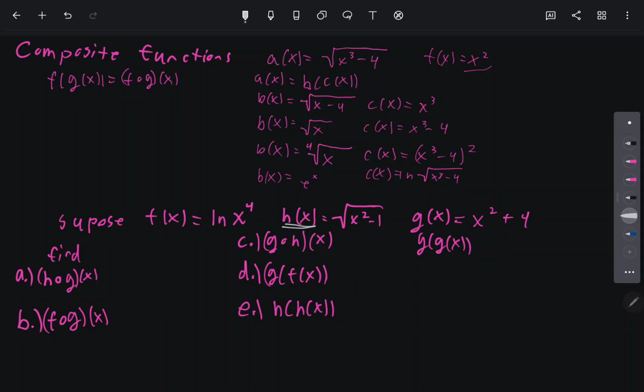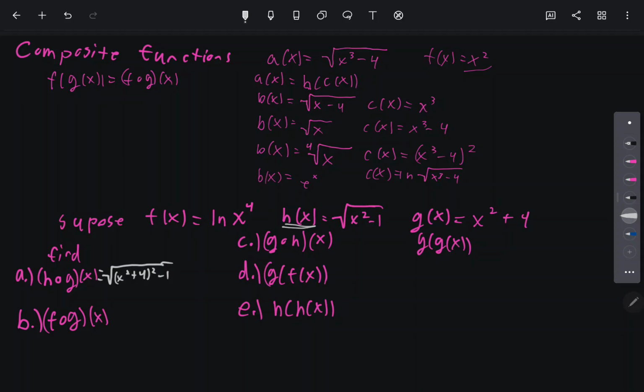So A is going to look like, well, we have a square root is equal to. Now, what is g? Because g is going to be going in the place of this x here. So that's going to be x squared plus 4, squared, minus 1.